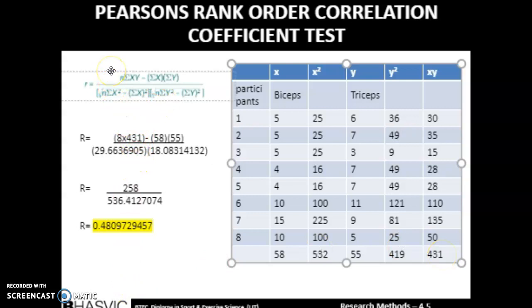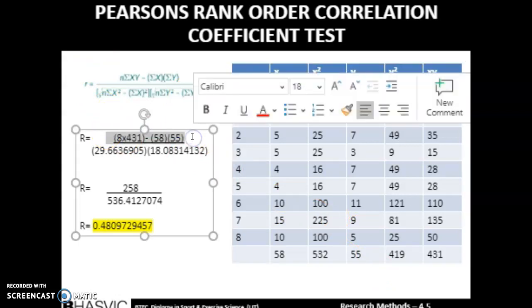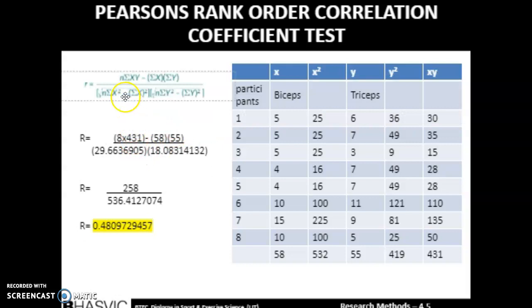Right, now moving over to the complicated formula. So we have n. N is the number of participants. Number of participants is 8. Then we need to do the sum of x times y. Well, the sum of x times y is 431 minus the sum of x, which is 58, times the sum of y, which is 55. I put this into the formula, and that is this section above here, that top section there. I have then done this bit already and put it in here.